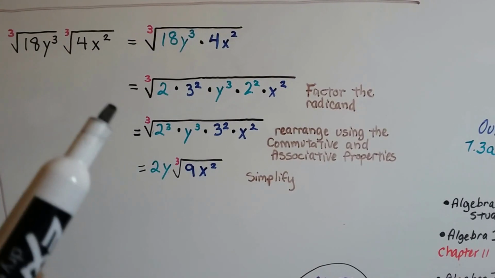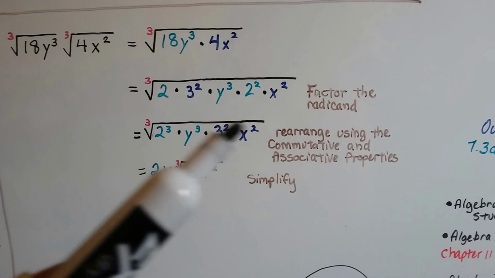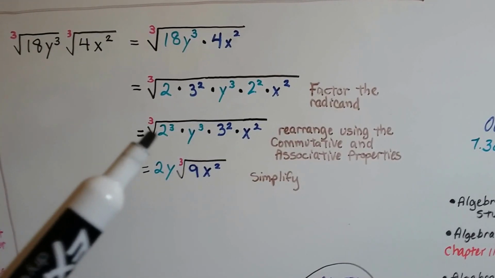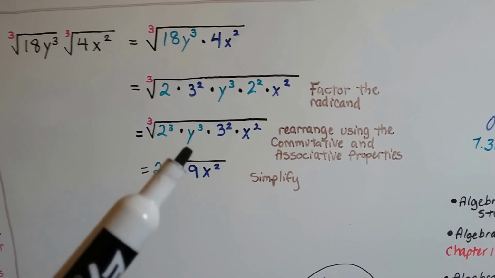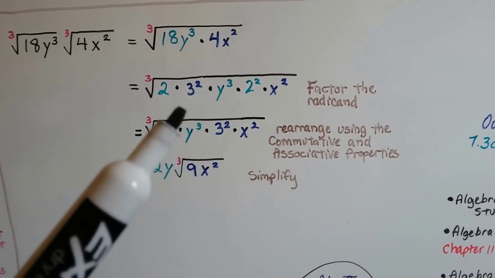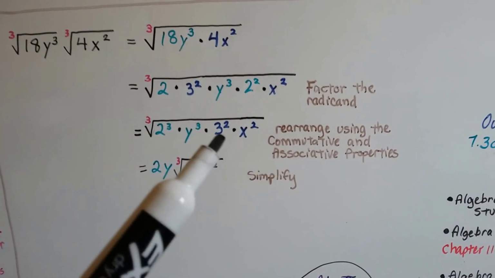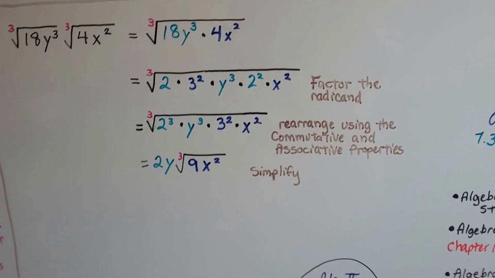We've got our 2, our y cubed, and our 2 cubed here. And we can put them together as 2 to the third power, because we've got 1 here and 2 here, so that's 2 to the third power that we're going to put here. We've got our y cubed, which goes here, and our 3 squared and our x squared are going to go together over here. Okay, we rearrange them using commutative and associative properties.